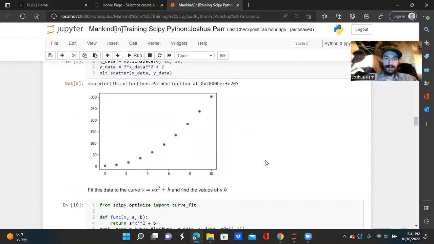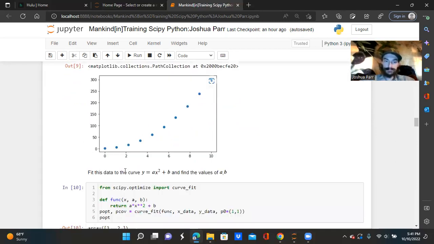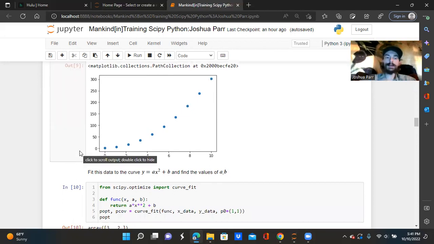Now I am creating another array, x data, a linear space with 10 values between 0 and 10, and some y data, 3 times the x data squared plus 2, and creating a scatter of the x data and the y data. Now to fit this data to the curve y equals a x squared plus b and find the values of a and b.